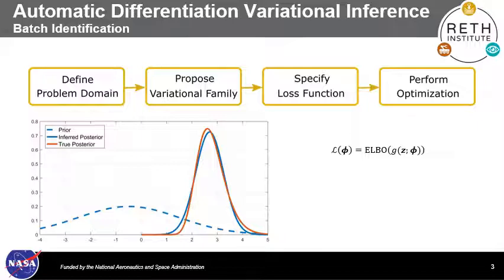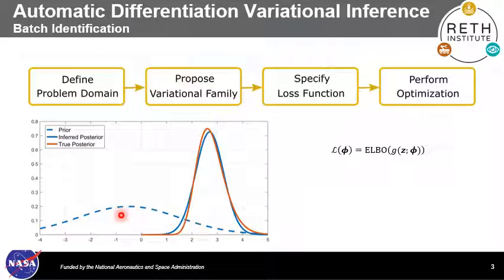The filtering approach we've developed is based on an optimization method known as automatic differentiation variational inference. The concept behind variational inference is actually quite simple. Since we don't know the exact form of the true posterior, shown here in orange, we take what we do know about the system and propose a flexible distribution that we think might be able to approximate the posterior, shown here by this dotted blue line.